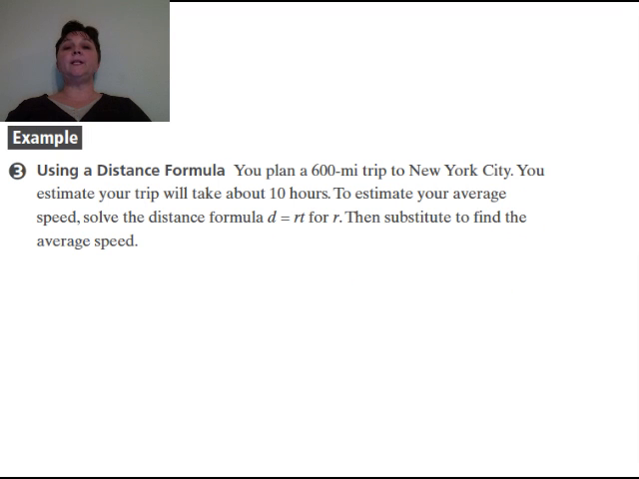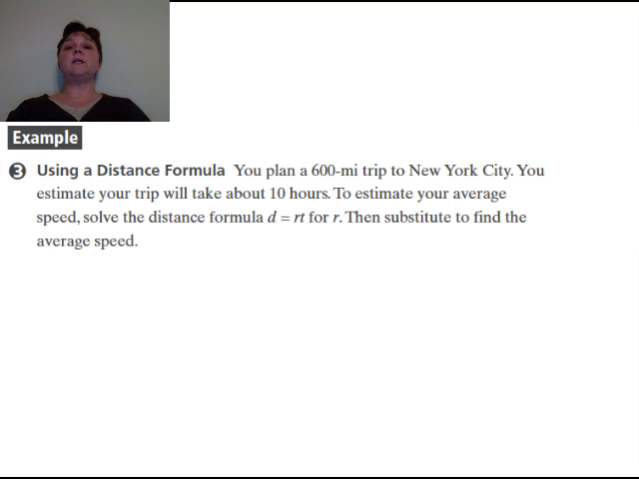Now we're going to take a look at example number 3, using a distance formula. You plan a 600-mile trip to New York City. You estimate your trip will take about 10 hours. To estimate your average speed, solve the distance formula d equals rt for r, then substitute to find the average speed. My philosophy is just substitute in your numbers and solve for what you don't know.